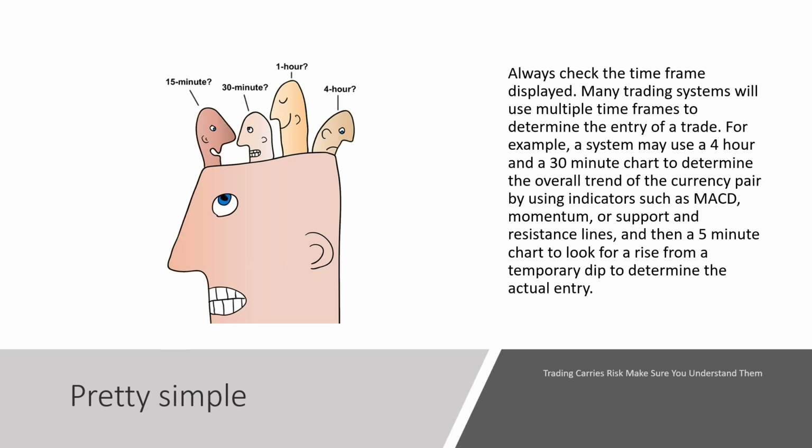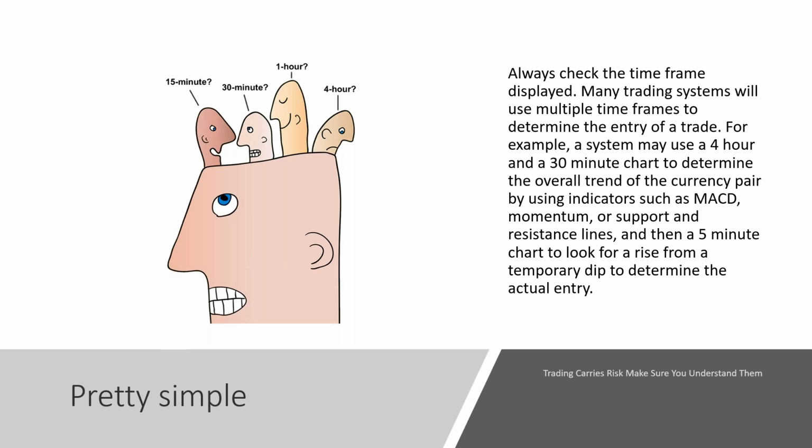But once you've decided what type of chart you want to use, you have another critical decision to make with your charts, and that's called a time frame. And we've talked about that. A candlestick can represent a 15-minute period of time, a 30-minute, a 1 hour, a 4 hour, weekly, or daily. So you always want to check the time frame being displayed, because you can use multiple time frames and you can change your chart from one time frame to the next.